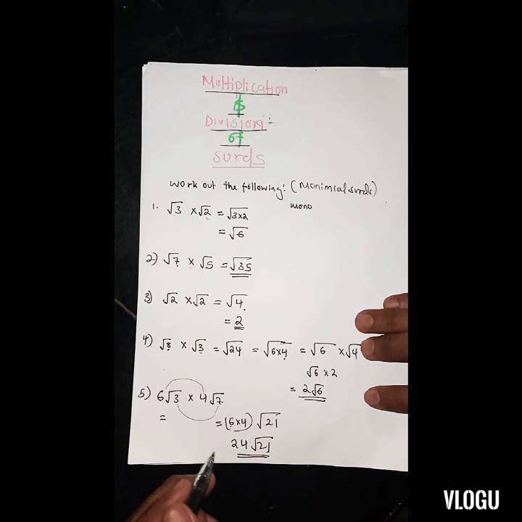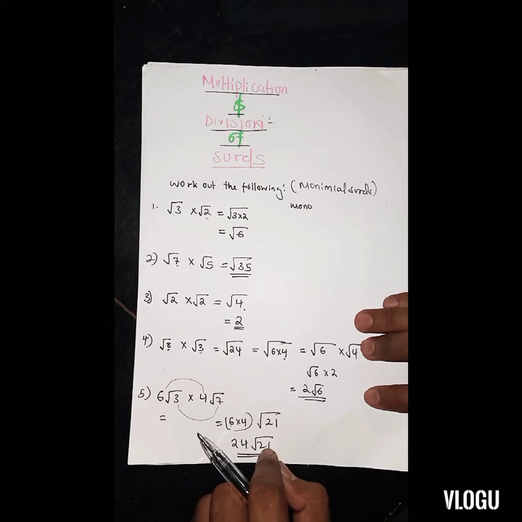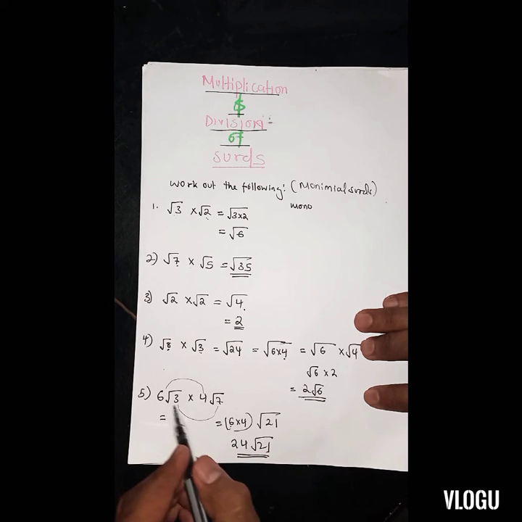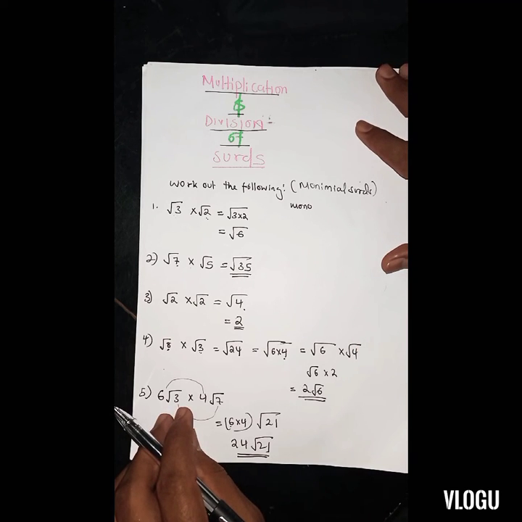Very easy. Now, can you try to continue and simplify? You cannot simplify what is already outside the root, only what is inside. As you can see, what is inside the root is 21, so you cannot continue simplifying. This is the simplest form that you can express the multiplication of 6 root 3 times 4 root 7.